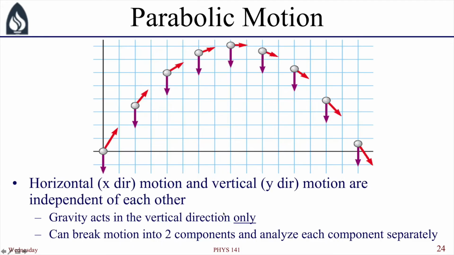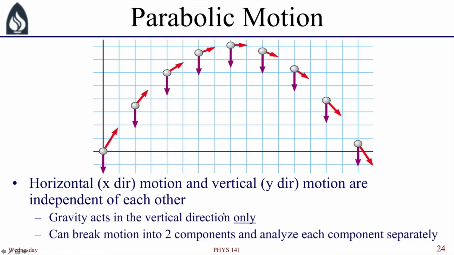So the important thing to realize about parabolic motion is that you can split this motion, even though it looks complicated, into x and y directions. And if you do this, you can see that the motion becomes very simple. In the x direction, there is no force on the object. Gravity is the only thing that is pulling on the object, and it only pulls in the y direction.